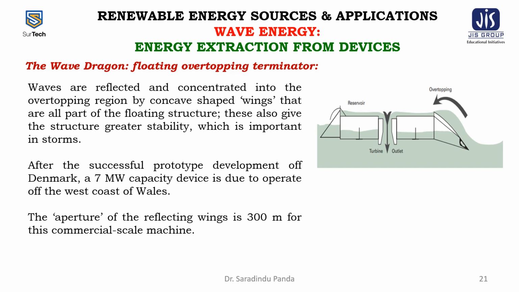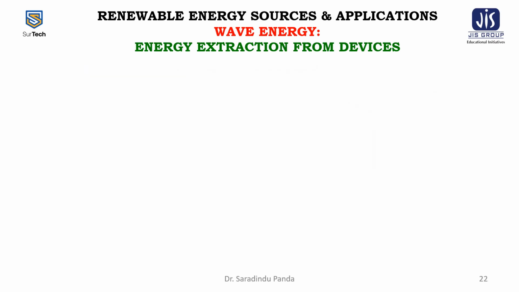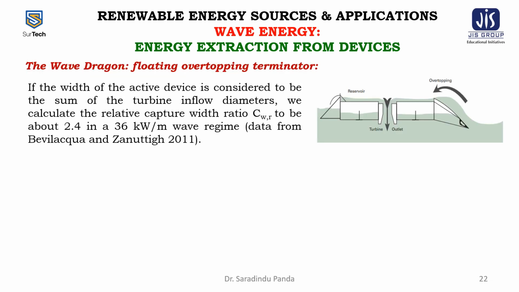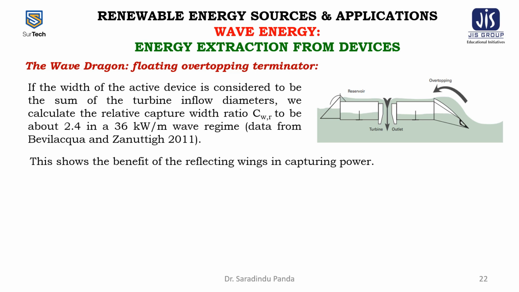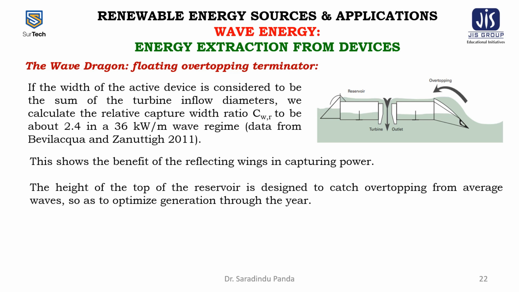The aperture of the reflecting wings is 300 meters for this commercial scale. If the width of the active device is considered to be the sum of the turbine inflow diameters, we calculate the relative capture width ratio, CWR, to be about 2.4 in a 36 kilowatt per meter wave regime. This shows the benefit of the reflecting wings in capturing power.